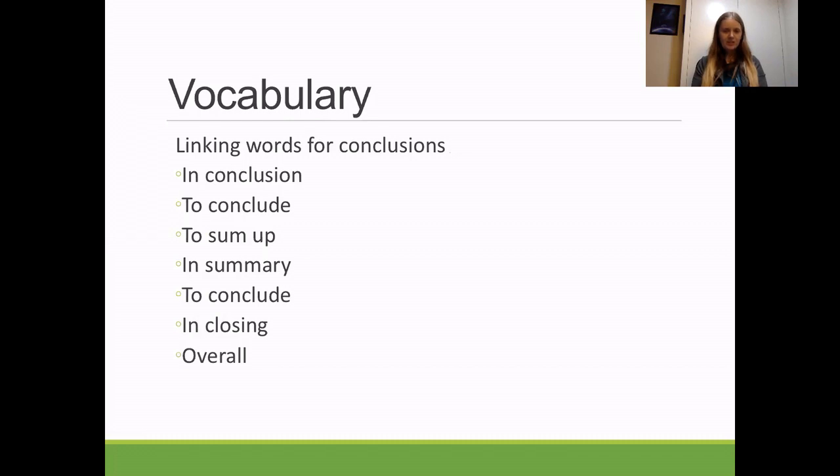Linking words for conclusions. So a lot of people struggle with this. In conclusion would be one of the more common ways to do it. You can also say to conclude or to sum up. In summary, to conclude, I put there twice, my apologies. In closing and overall. So in conclusion or to conclude are nice ways to end things. In closing sounds quite formal and nice as well. These are just different ways you can say similar ideas.